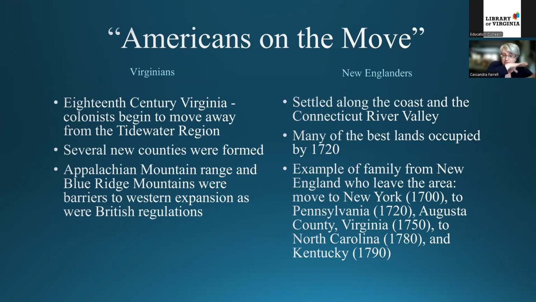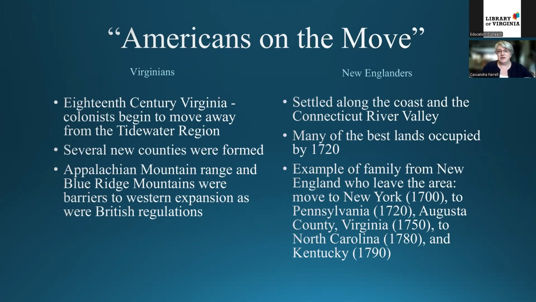And by the mid part of the 18th century, they're into the Piedmont region. They're living in the Piedmont region. You begin to see some Virginians moving past the Appalachian Mountain Range, crossing the Blue Ridge. But these mountains for many, many years were barriers to colonial expansion.